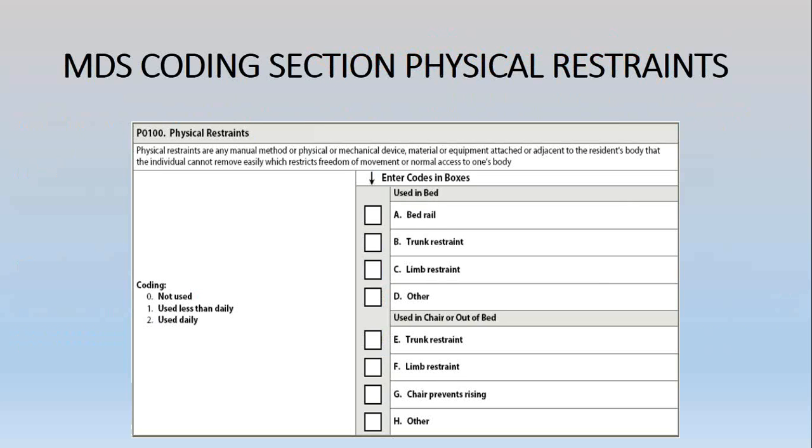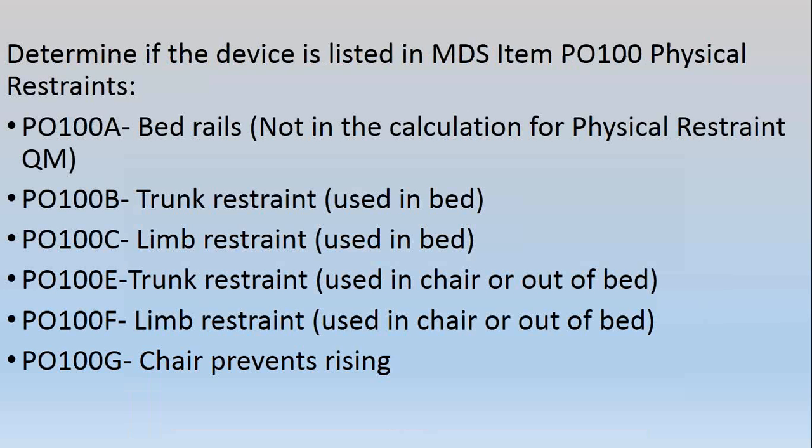This is what the section looks like, and they have on here bed rails, trunk restraint, limb restraint, or other, and that's in bed. And then used in chair or out of bed: trunk restraint, limb restraint, chair prevents rising, and other. We would code 0 if none had been used, 1 if any of them were used less than daily, and 2 if they're used daily. That's what we just talked about right there.